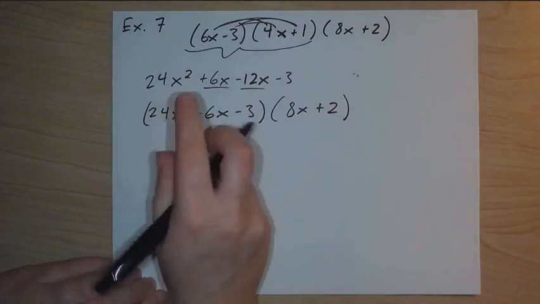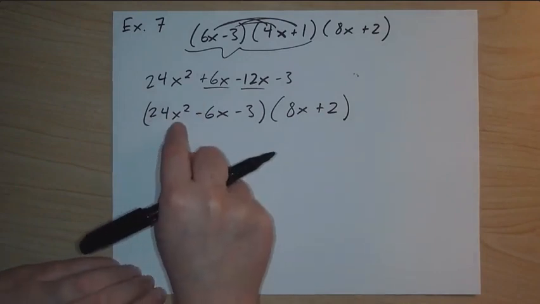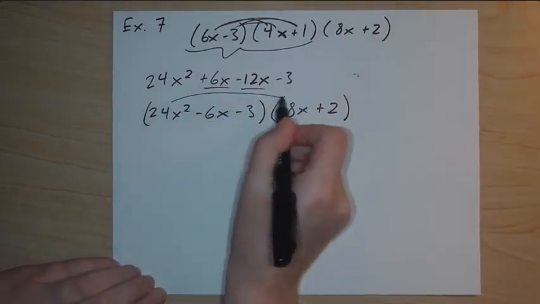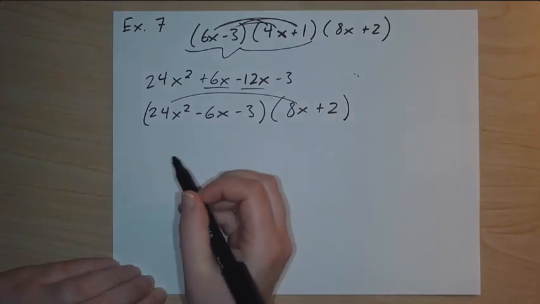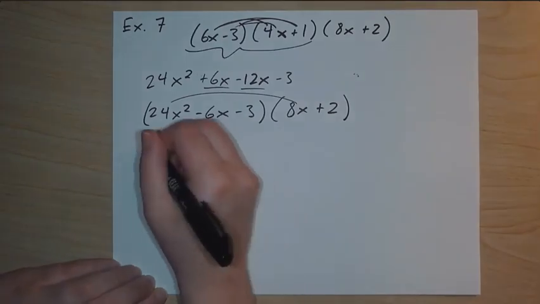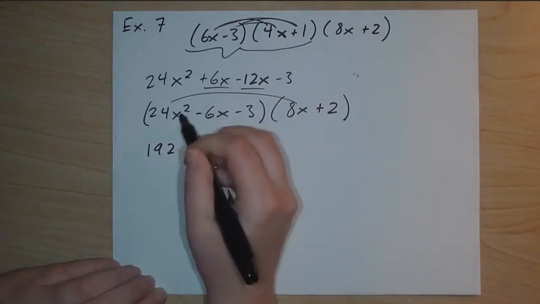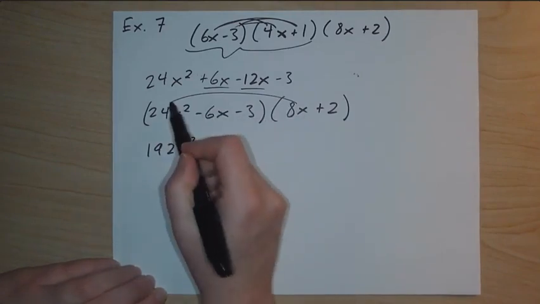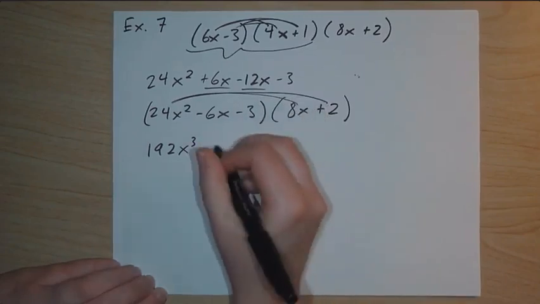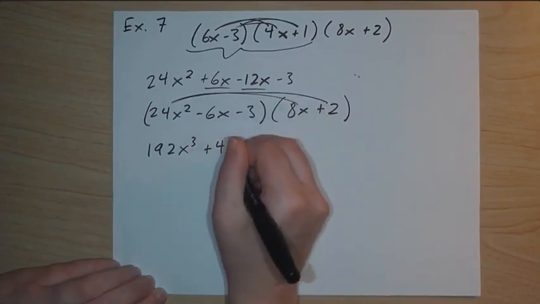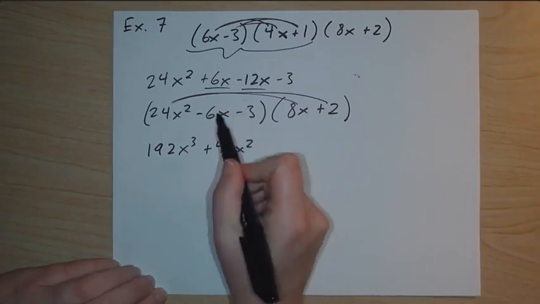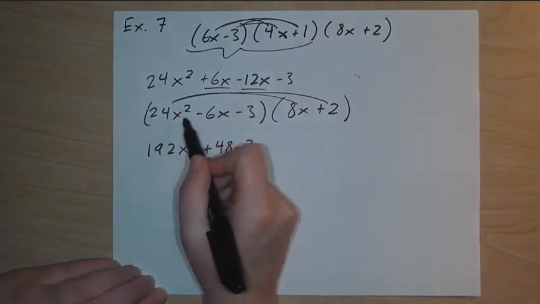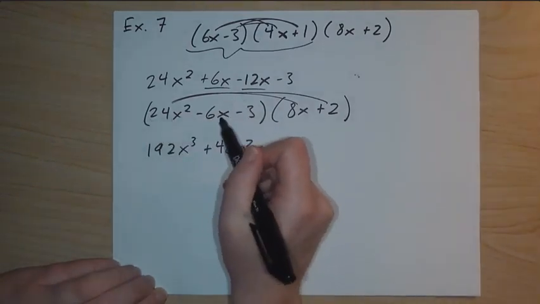So, same thing again, we're going to multiply 24x squared by 8x. 24 times 8, if you put that in a calculator, is 192. We have x squared times x, which is x cubed. Then we have 24 times 2, which is 48x squared. So now that we've done everything for 24x squared, we're going to move on to negative 6x.